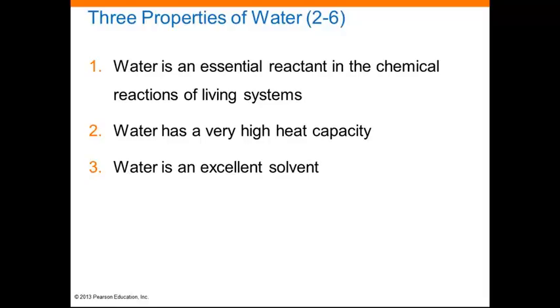And so this is one of the reasons, if you could call it a reason, that our body is 2/3 water. It's very easy for us to then maintain homeostasis, a constant body temperature, because most of our body is made of water, and water has a very high heat capacity.